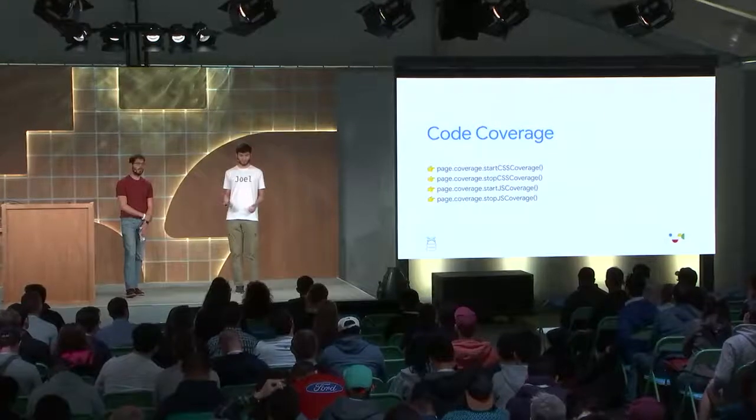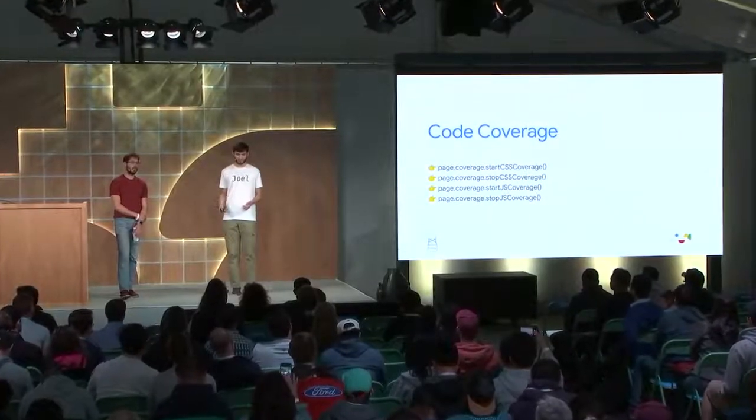So code coverage is another really powerful tool in DevTools. It tells you exactly which CSS and JavaScript was used on your site, so you can make sure that you only ship what was needed or that the right code ran. And just like we have tracing in Puppeteer and DevTools, we also have code coverage in Puppeteer. You can start and stop CSS code coverage and JS code coverage the same as tracing.